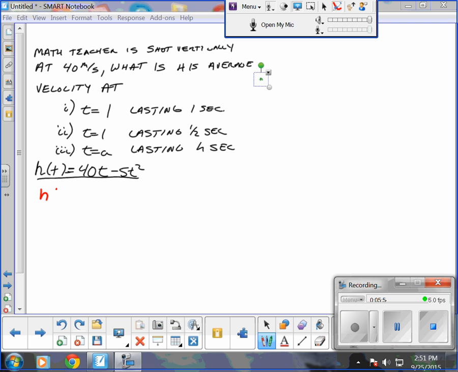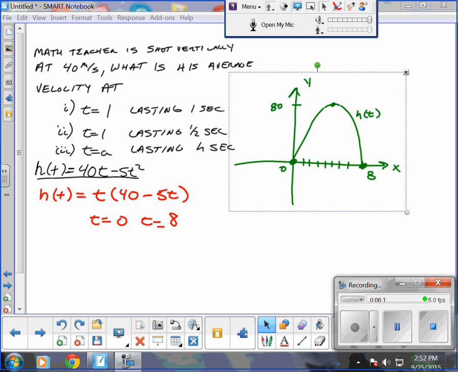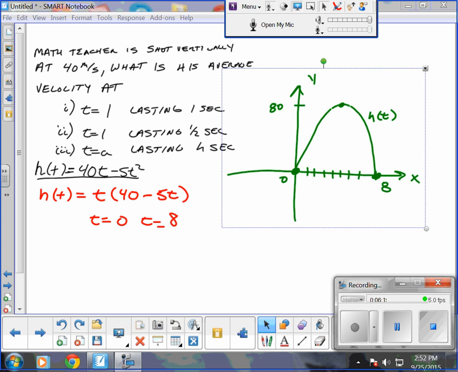And one thing we could say, I don't care about the graph that much, but we should see, by factoring out the t, that t equals 0 and t equals 8 are the x-intercepts. So I shoot a math teacher up at time 0, I'm at the tip of the cannon. 8 seconds later, I'm at the tip of the cannon again, fired straight up. This is not my path of travel. This is how high in the air I am, where this is in meters. I should have put the units on this, and the bottom units are in seconds.